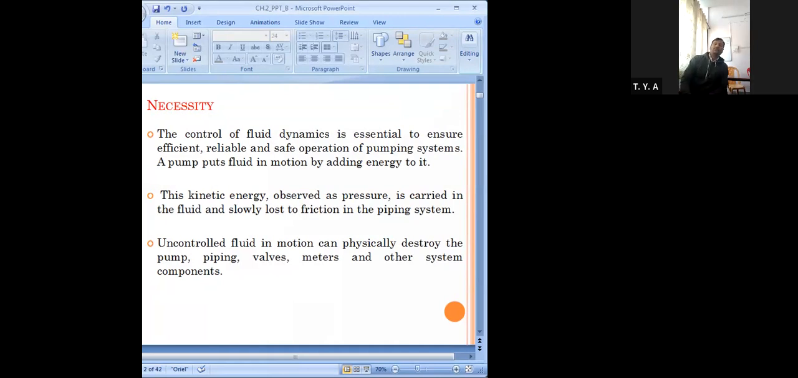So we need to control the flow direction, we need to control the pressure, and we need to control the flow rate also. For that purpose, one device is required in the hydraulic circuit or in the pneumatic system, and that device is called a control valve.